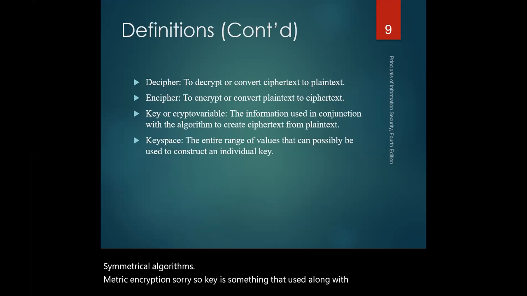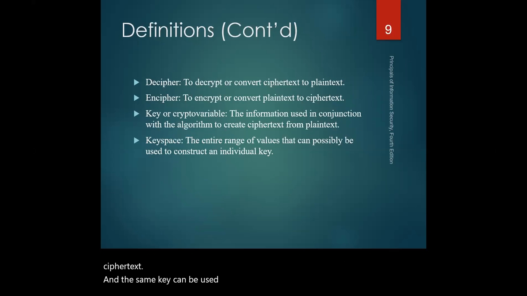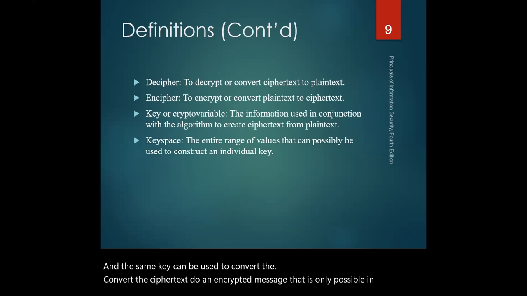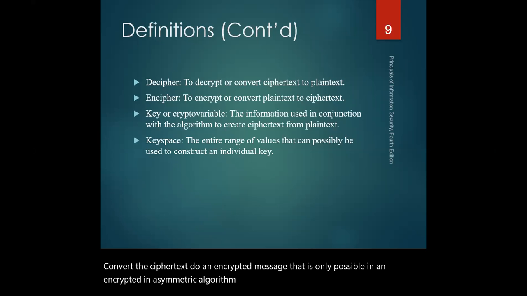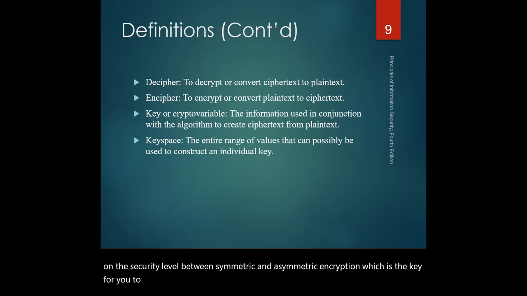The algorithm uses the key to change the original plain message into a ciphertext, and the same key can be used to convert the ciphertext back to the original message. That is only possible in symmetric encryption. We'll talk about the difference in security level between symmetric and asymmetric encryption, which is the key for you to understand really. And a key space is the entire range of values, right?